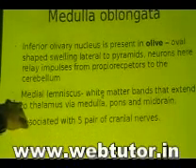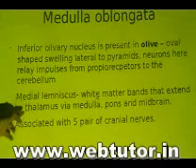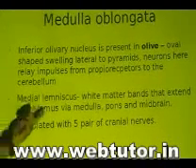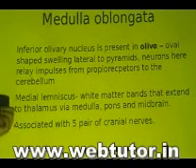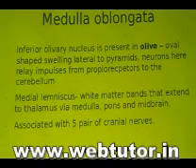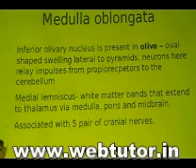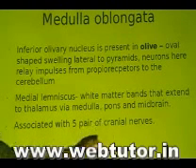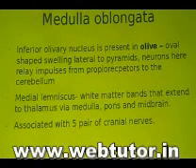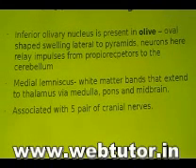There is also something known as medial lemniscus. White matter bands that extend to thalamus via medulla, pons and midbrain. When you are seeing the transverse section, I will show you this medial lemniscus. Also associated with the medulla oblongata are other 5 pairs of cranial nerves. When you are doing the spinal and cranial nerves in detail, we will talk about them. These nerves are part of your peripheral nervous system.